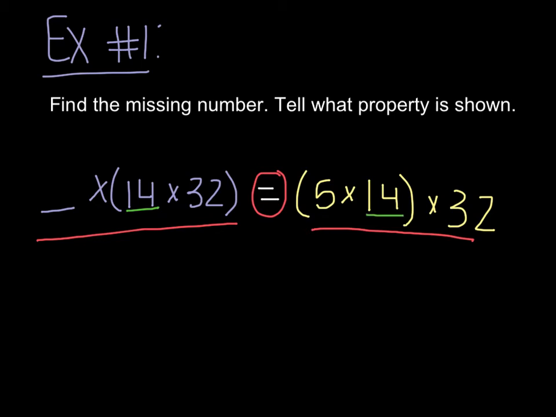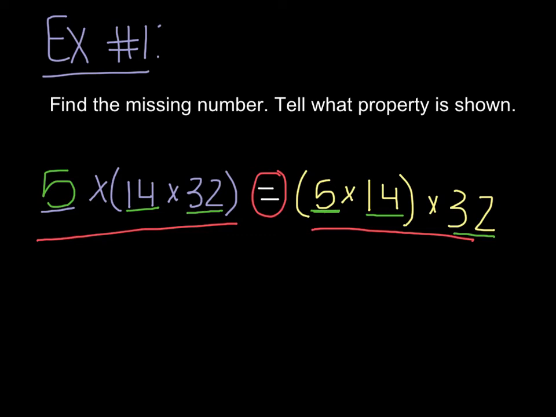We have 32 on this side, and we also have a 32 on this side. So what's the one number that we're missing? That would be 5. So that's our missing number. Now we have a 5, a 14, and a 32 on the first side of the equation, and we have a 5, a 14, and a 32 on the other side of the equation.